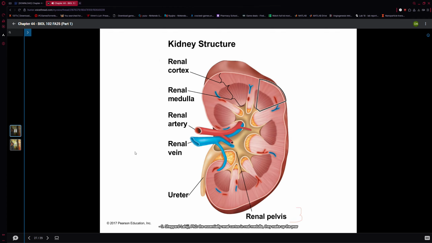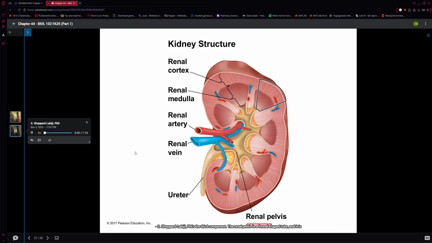Now, essentially renal cortex and renal medulla, they make up the urine-forming portion of the kidney. And that's what we'll talk about the most. So when we think about our functional units of the kidney and the events that are taking place, we're going to be looking at the events that occur within those 2 specific regions.